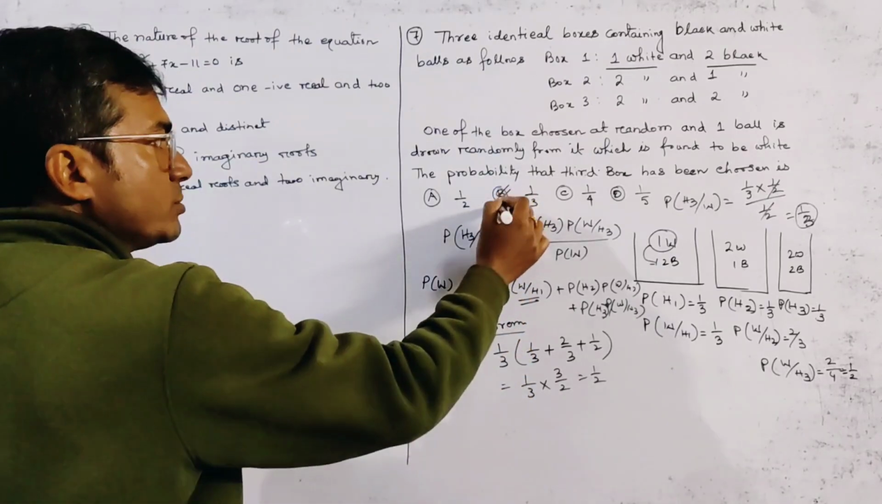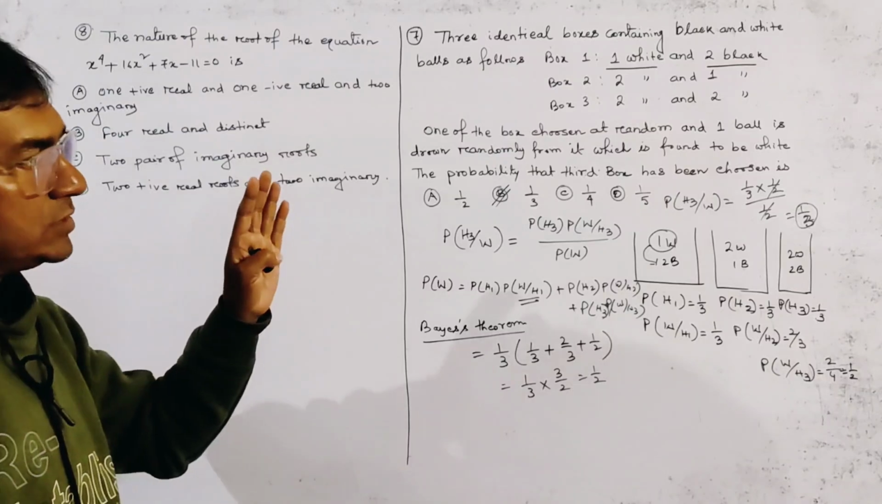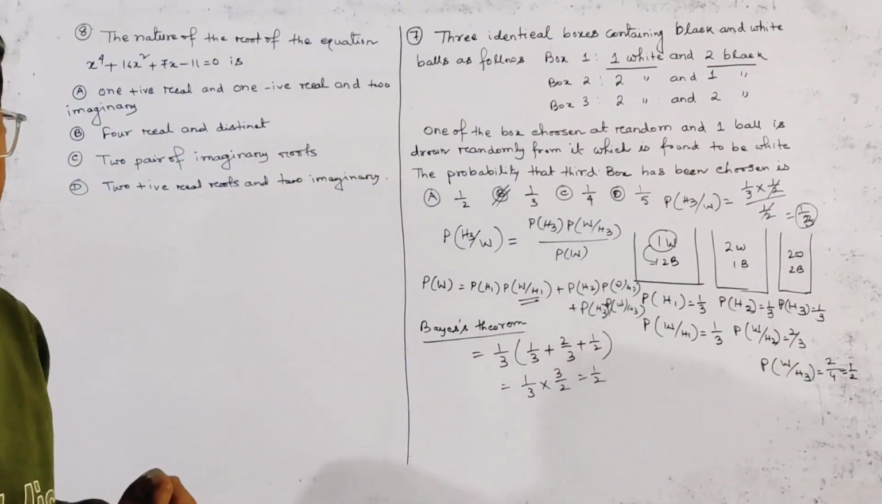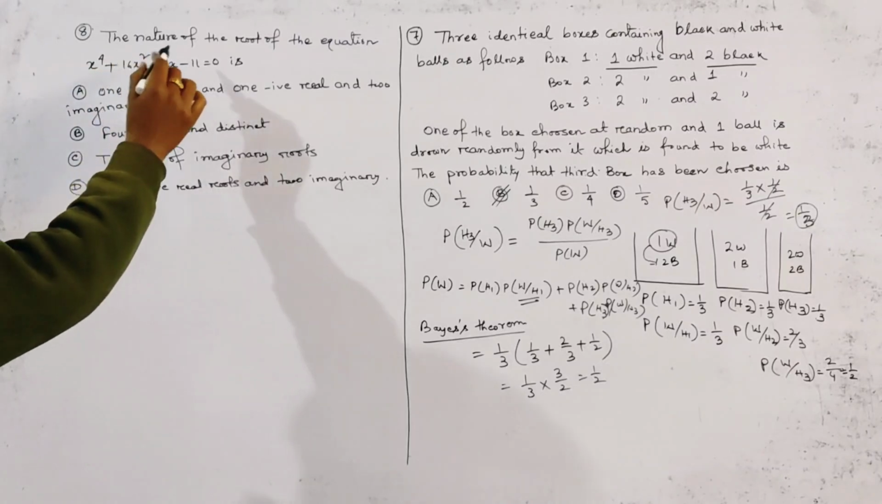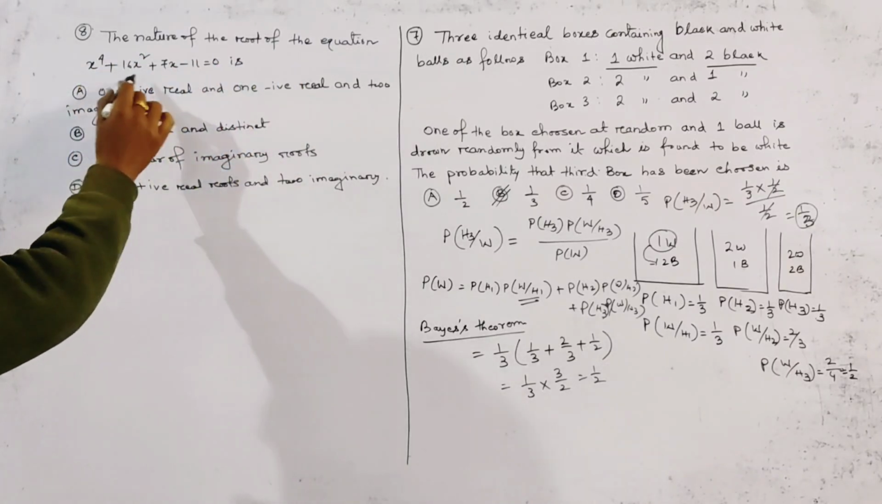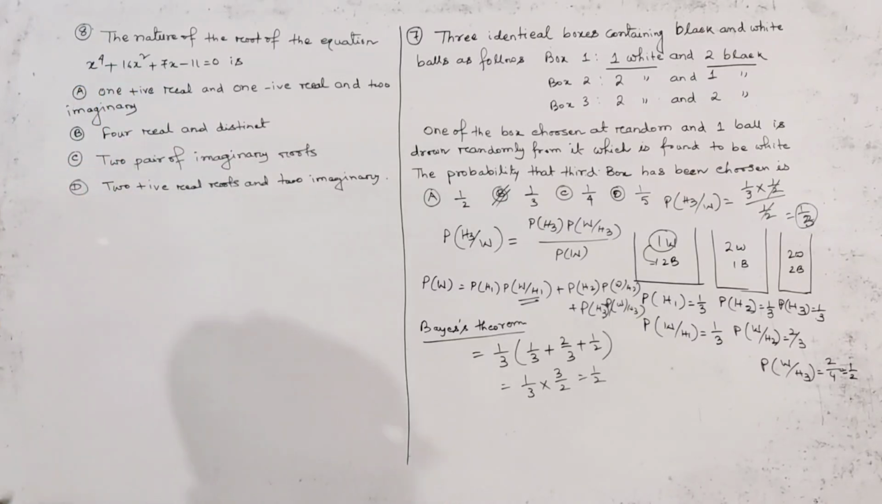So our correct option is option number B. Okay, very interesting but simple problem of probability. Now the problem number 8, the nature of the roots of the equation, this equation is given. Here the natures are given in 4 options, we have to find the correct option.